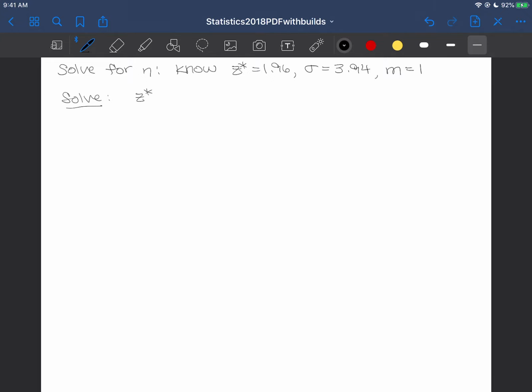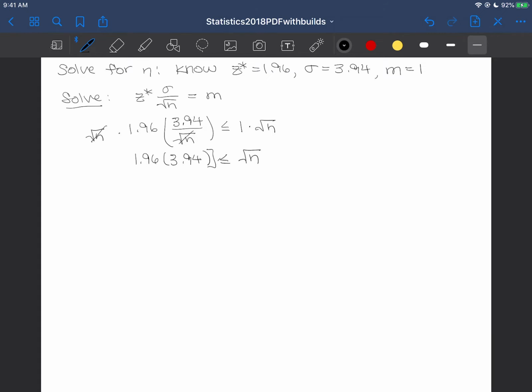Well, margin of error is Z star times sigma over square root of n equals m. And what we want is that 1.96 times 3.94 over the square root of n is less than or equal to 1, right? We want to guarantee within 1. So our margin of error should be less than or equal to 1. And now we're just going to solve. I want to get the square root of n by itself, so I'm going to multiply by root n on both sides. It cancels on the left. I'm left with 1.96 times 3.94 is less than or equal to the square root of n.